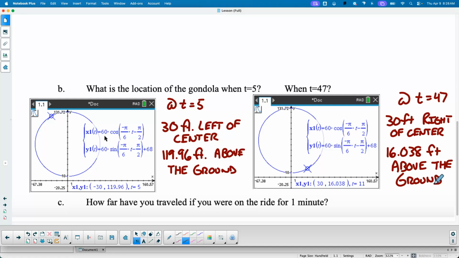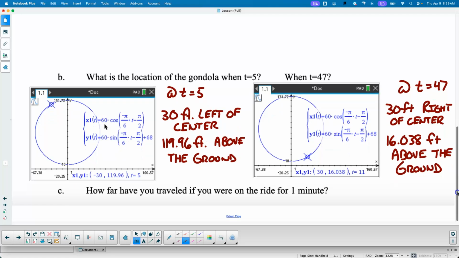Okay. Question C. How far have you traveled if you were to ride for 1 minute? How far have you traveled? How many circumferences did we go? We went 5, because it takes 12 seconds to get around. So in 1 minute, we went around 5 times. So we went 5 circumferences around. So how far did we go?